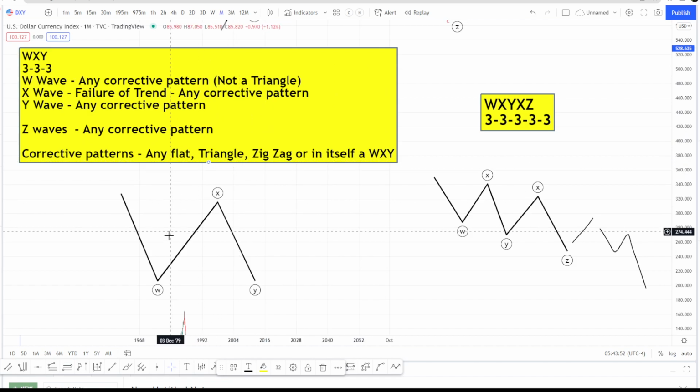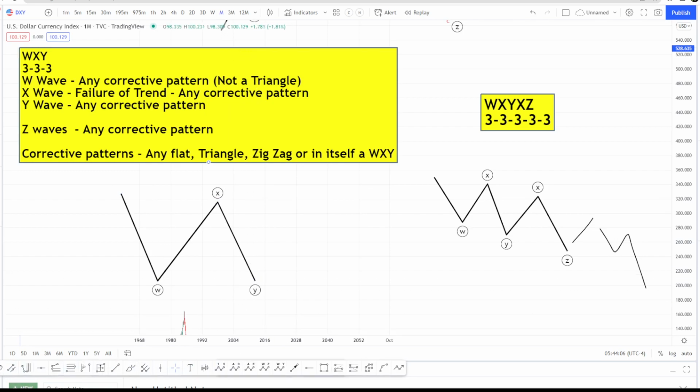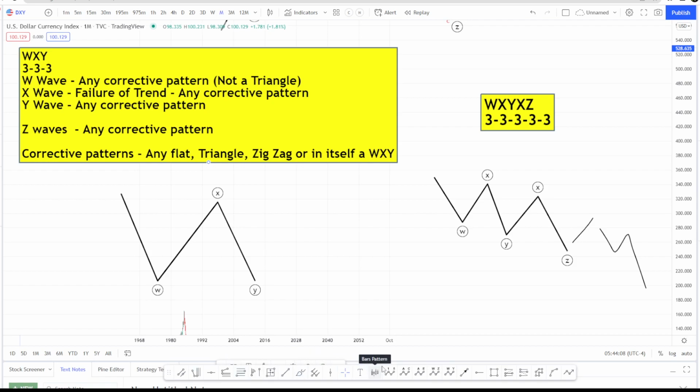It is often the case the X wave is known as a failure of trend. It's a very trappy wave in the opposite direction. It gives you the idea that an impulse, perhaps there was an uptrend going into this. So let's just draw an impulse going into this. Perhaps there was an impulse going into this WXY. It gives you the idea that, okay, the impulse has restarted. We're now going to break the high and go higher.